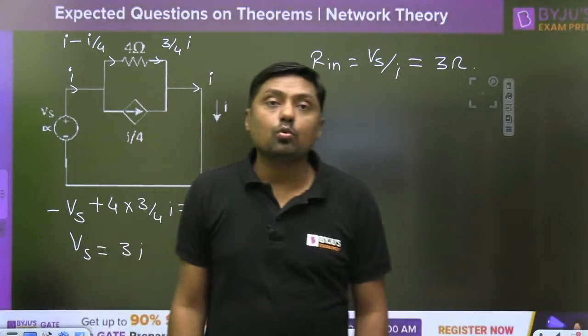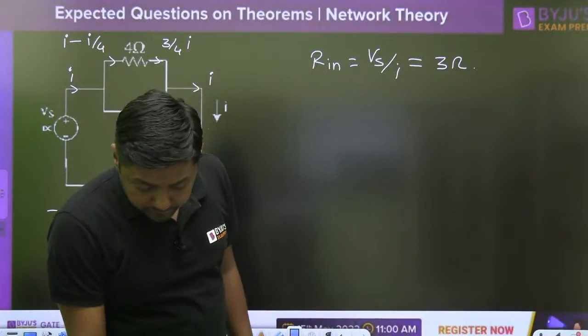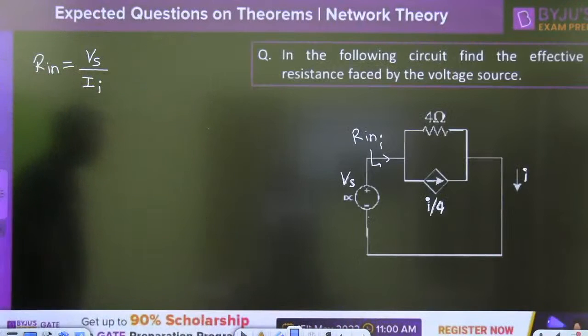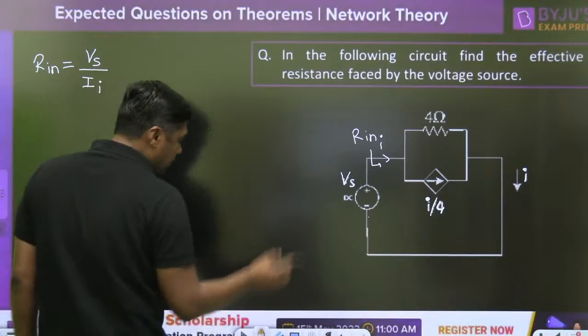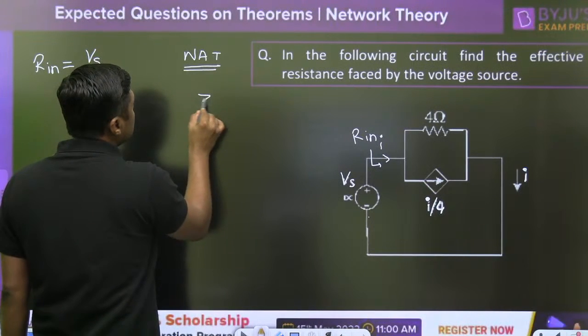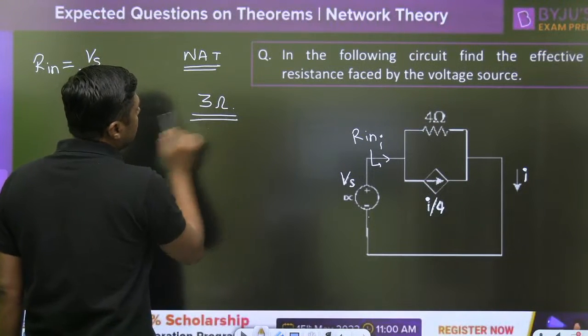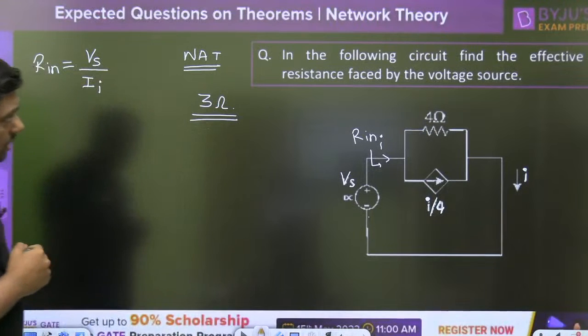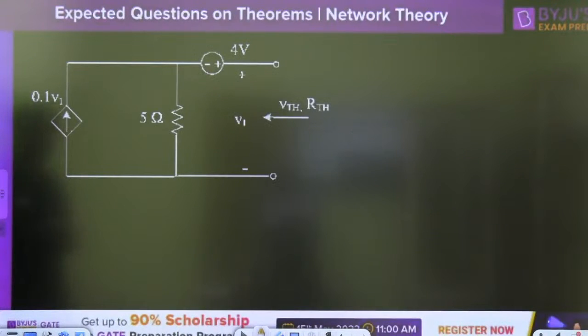Vs by I is equal to what? 3 ohm. Okay then. The answer is 3 ohm. This is a numerical answer type question, NAT. The answer for this question is 3 ohm. No negative marking in numerical answer type question. Okay. Next question.